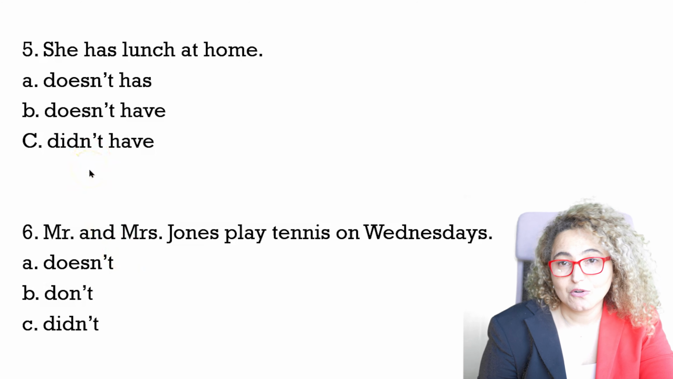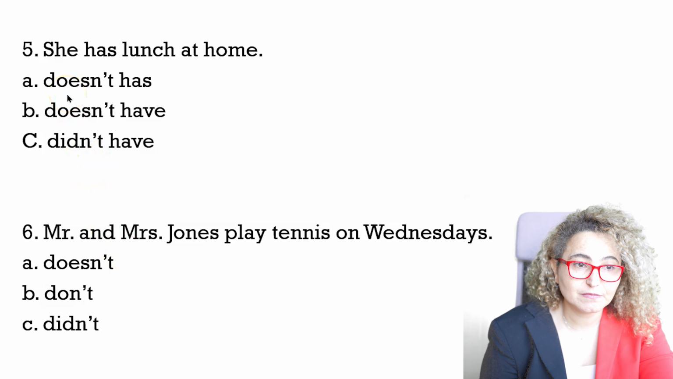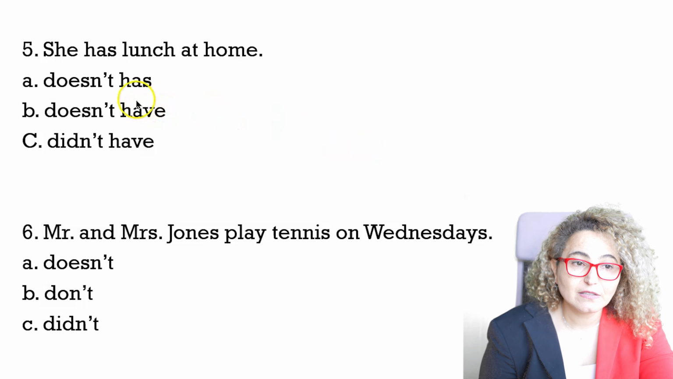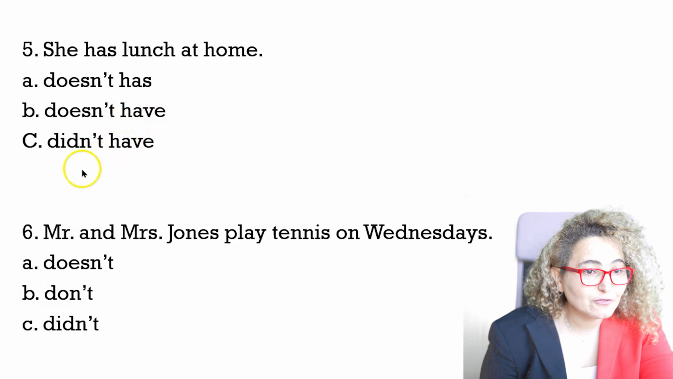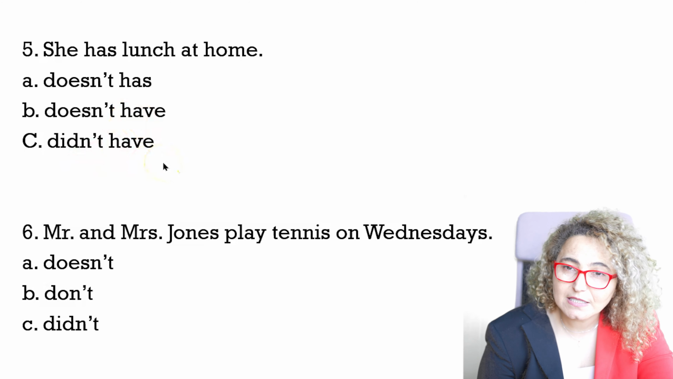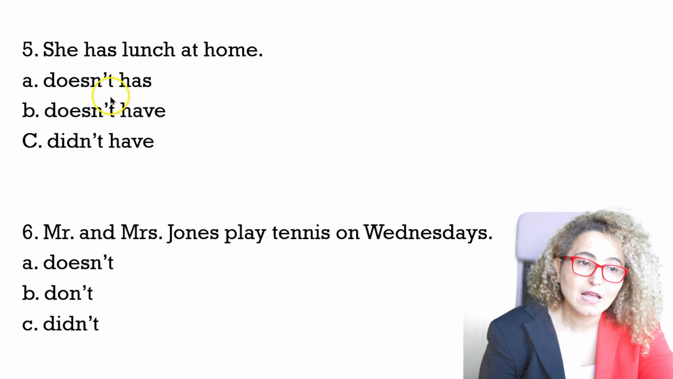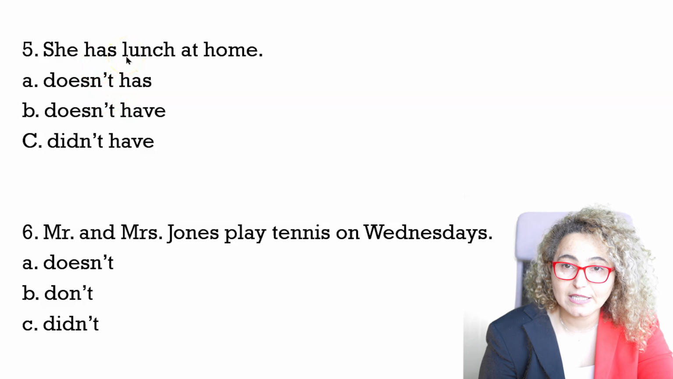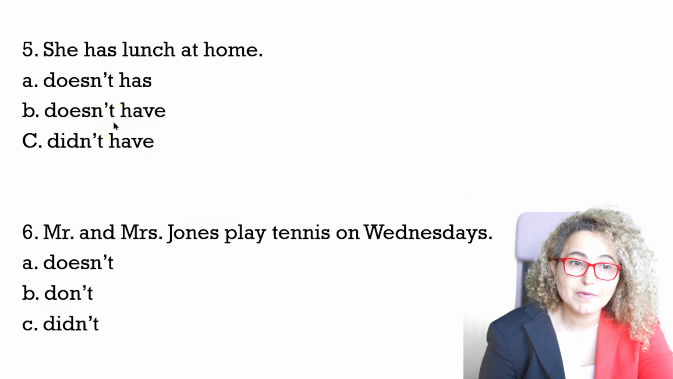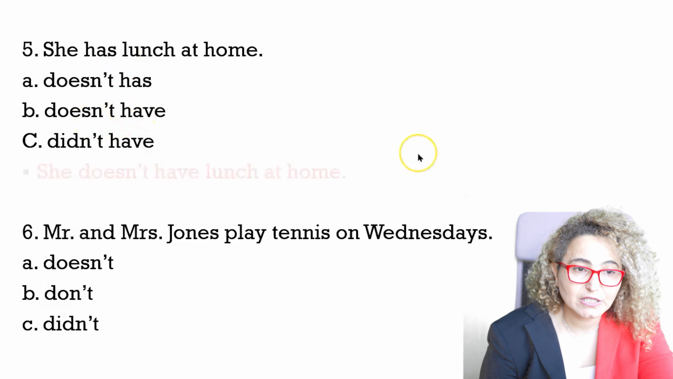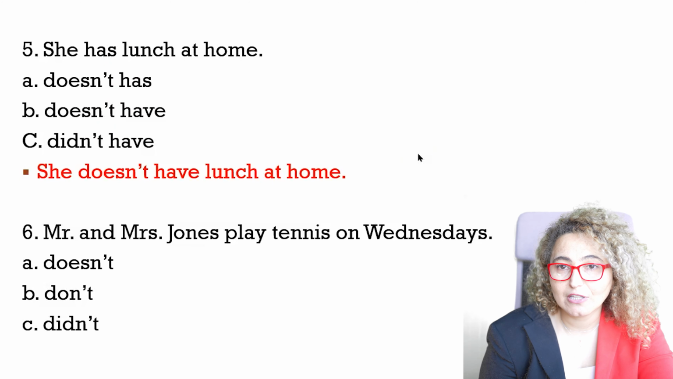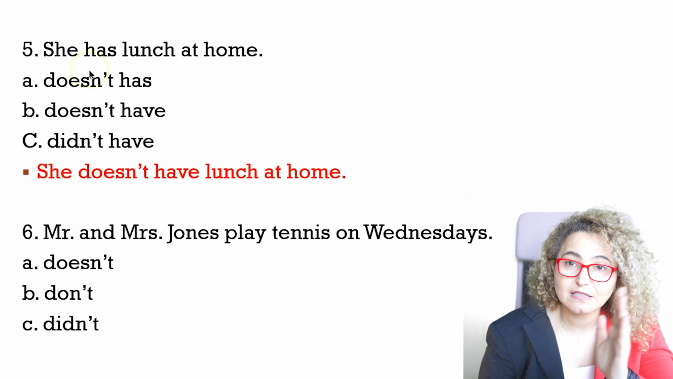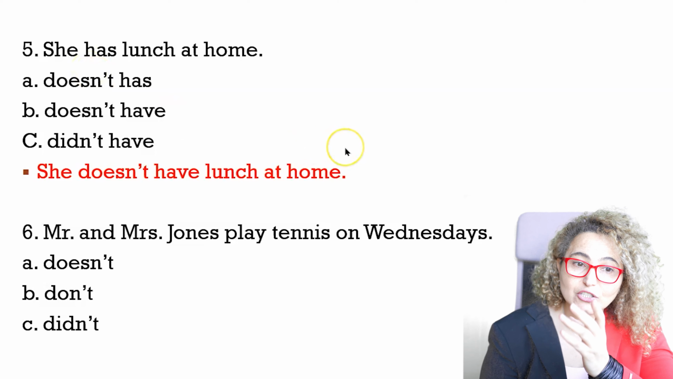She has lunch at home. She. What do we use with she? Doesn't, has, or doesn't have, or didn't have. This is kind of a special rule. When you have she has and you change it into a negative, it becomes have. So she doesn't have lunch at home. You always have to remember that. She has, if you want to change it to a negative, she doesn't have.